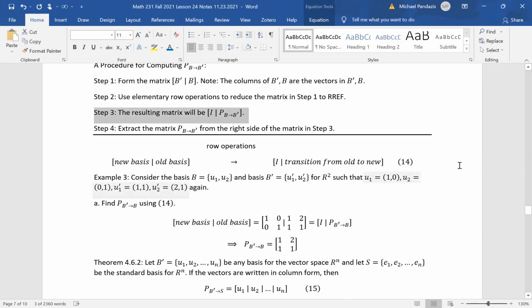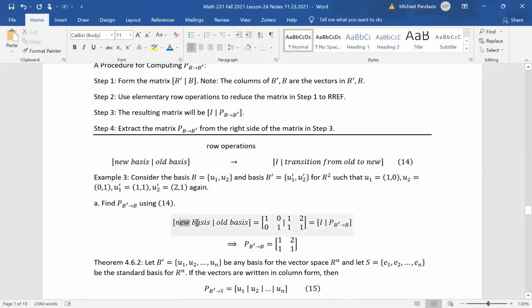I'm saying step 3 again in 14. So example 3 is: consider the basis B and basis B prime for R2, such that U1 is this vector, U2 is this one, U1 prime is that one, and U2 prime is that one again. We want to find the transition matrix from B prime to B using 14.